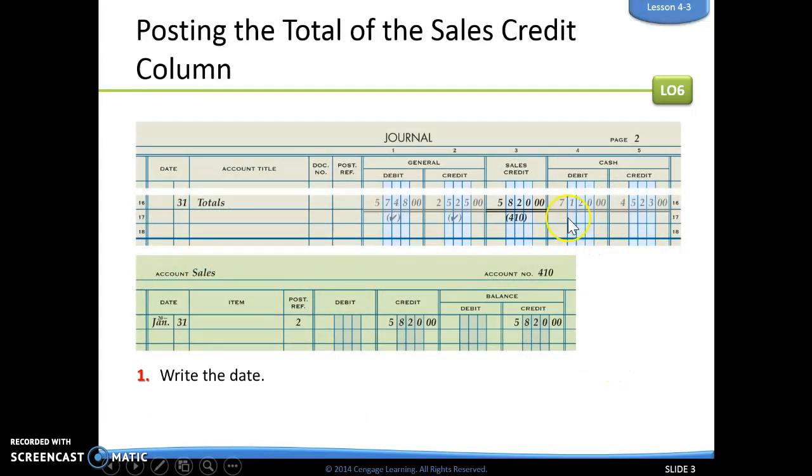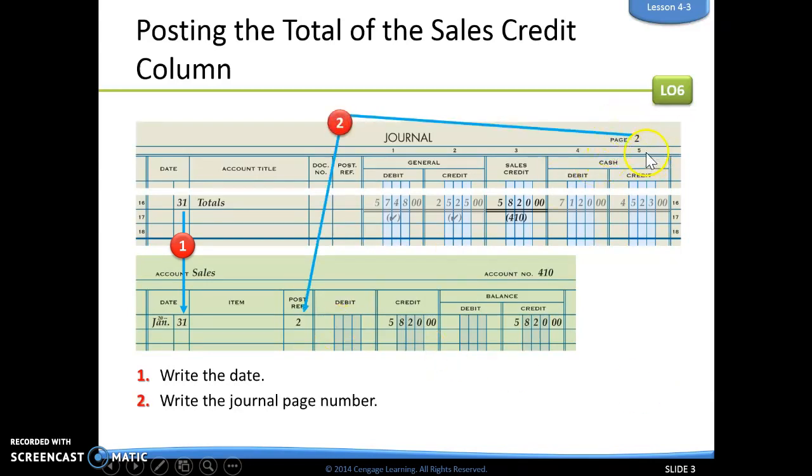Okay, the next thing that we're looking at then is our sales credit total. Here's our sales credit total. Okay. So to go post that total, we're going to go to our sales account. So here's our sales account in our general ledger. We have those same five steps. So we start with our date, post reference column, which is our journal page. So now we're on journal page two.